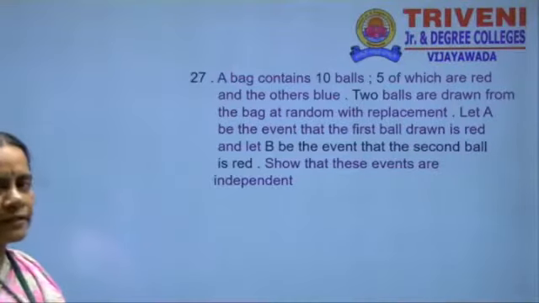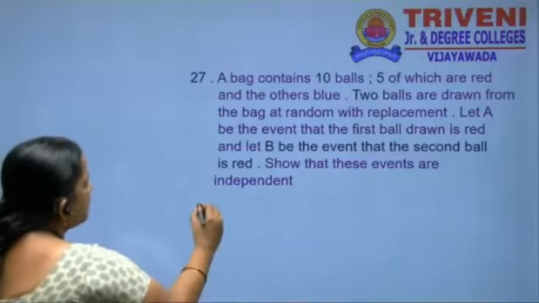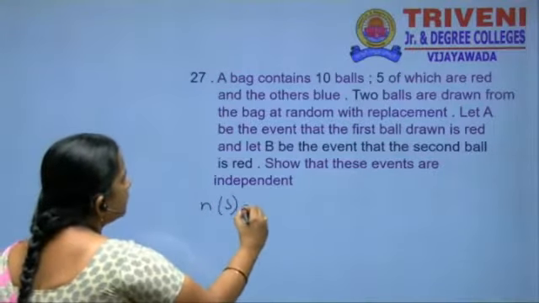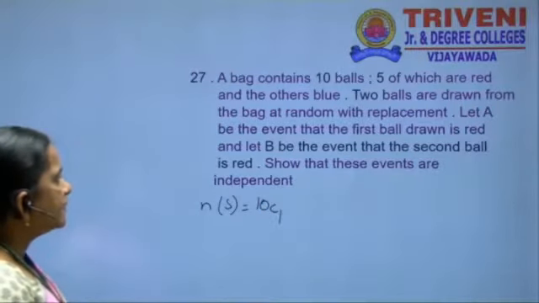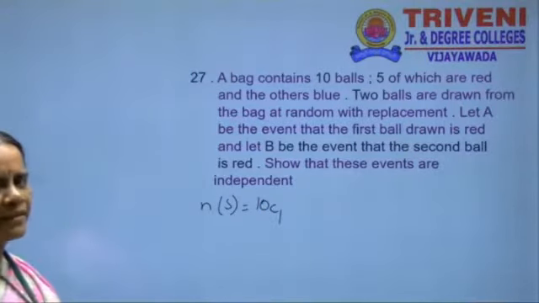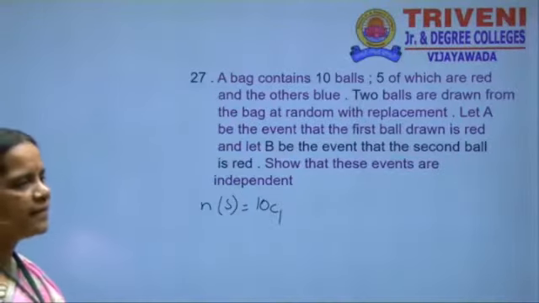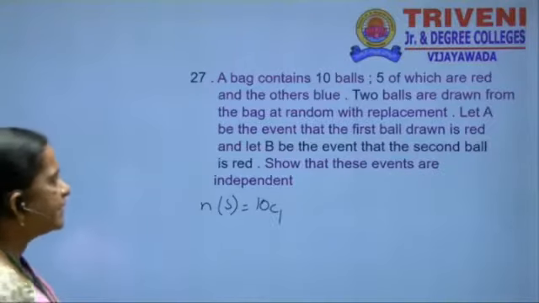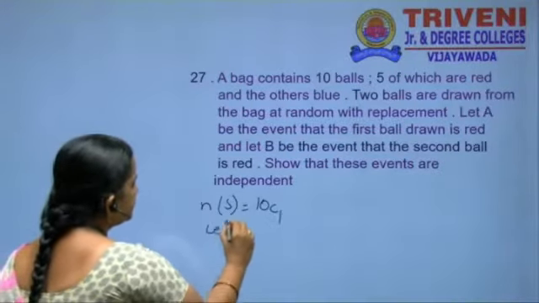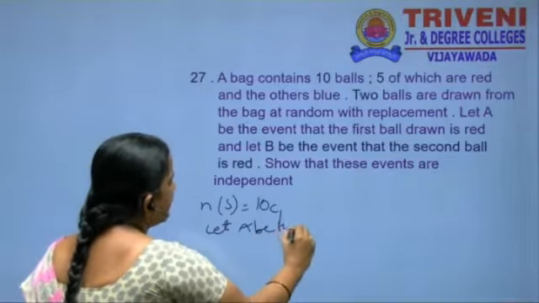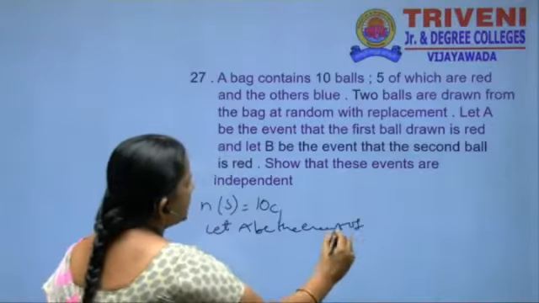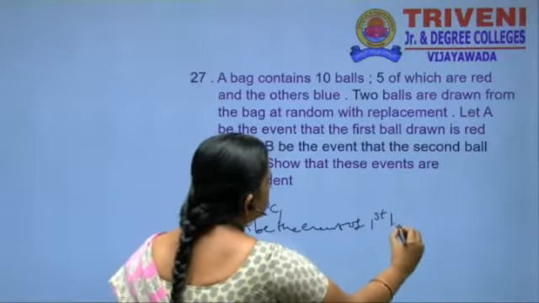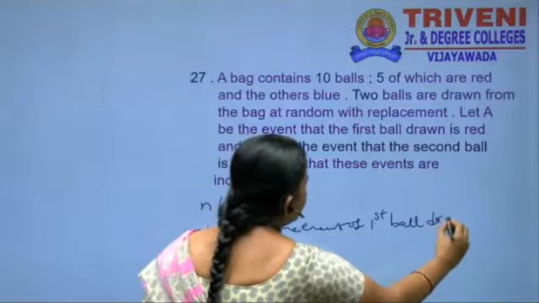Already they have given 10 balls, so N of S is equal to 10C1. Then 2 balls are drawn with replacement. That is, we draw one after another, but replacement is there, so the total balls are the same. Let A be the event that the first ball drawn is red.